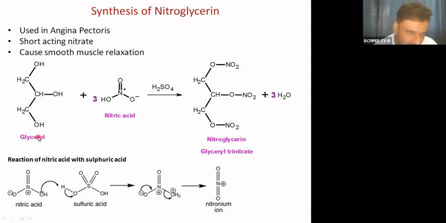Now you see that the entire skeleton is ready to synthesize glyceryl trinitrate or nitroglycerin. What we require here is to substitute the hydrogens on the oxygen by NO2 group. Then we are going to get nitroglycerin. What we have to do? Just replace these 3 hydrogens by 3 NO2 groups.